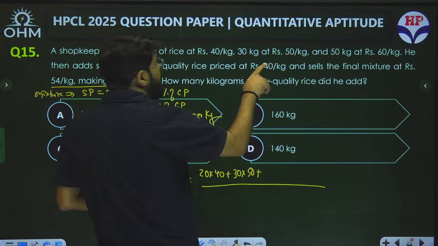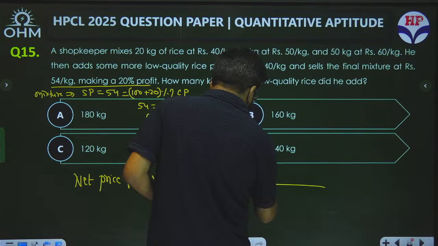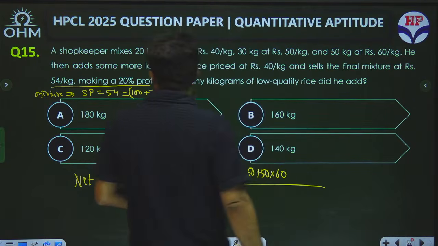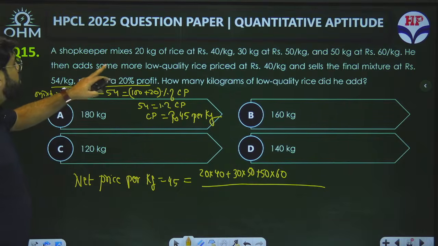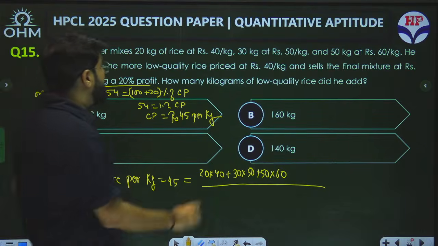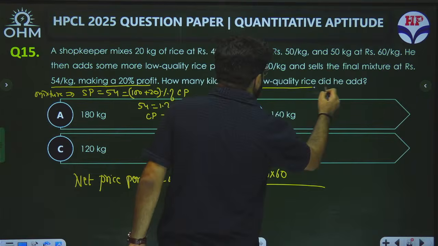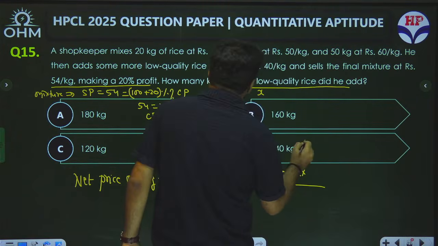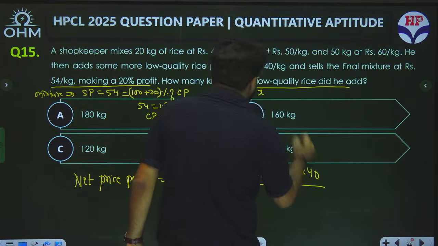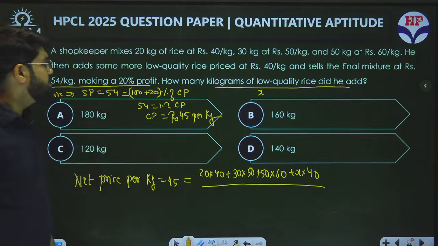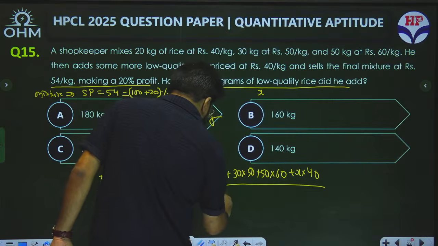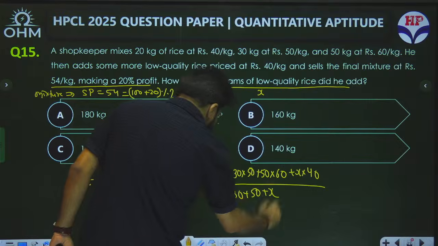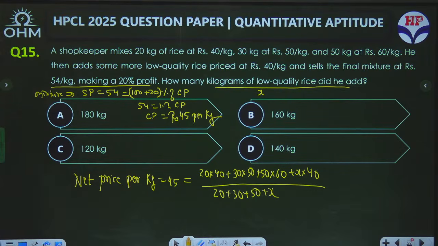Then you buy 50 kg of another rice whose price is 60 per kg. Then you add some more low quality rice whose price is 40. But how many kgs of low quality rice was added? Suppose x. So x into 40, since the low quality rice rate is 40 per kg. The total kg is 20, 30, 50, x. This is the equation to be solved, and you will get your answer.